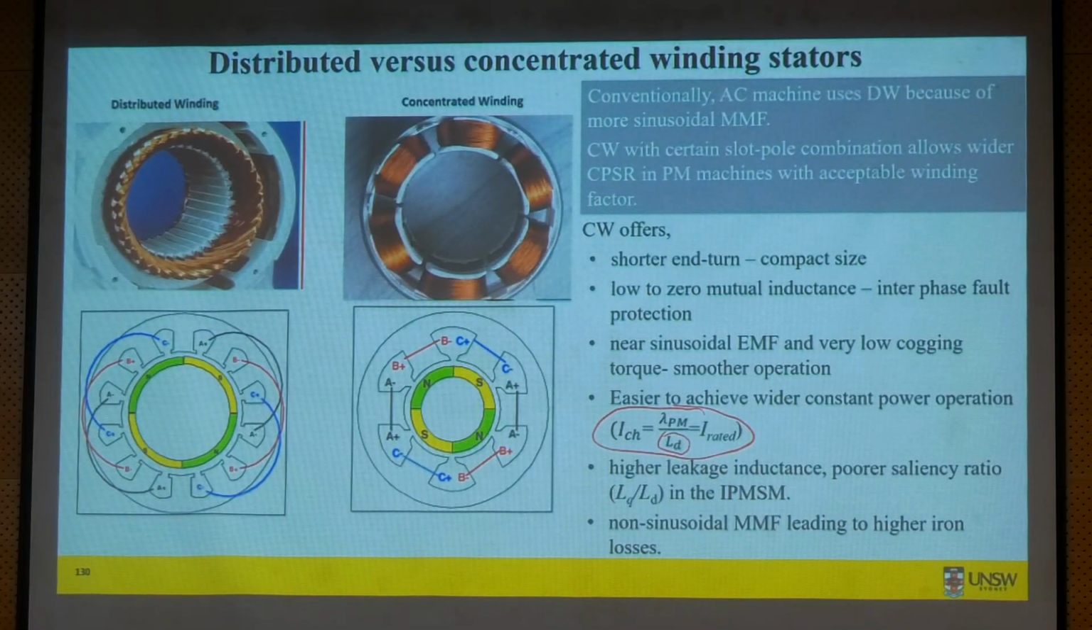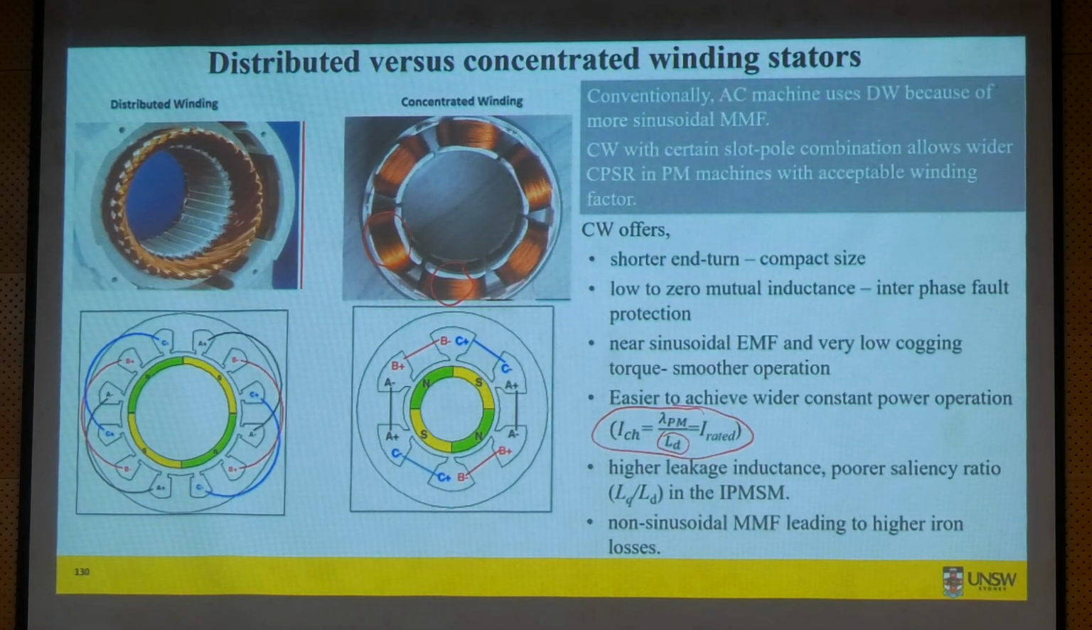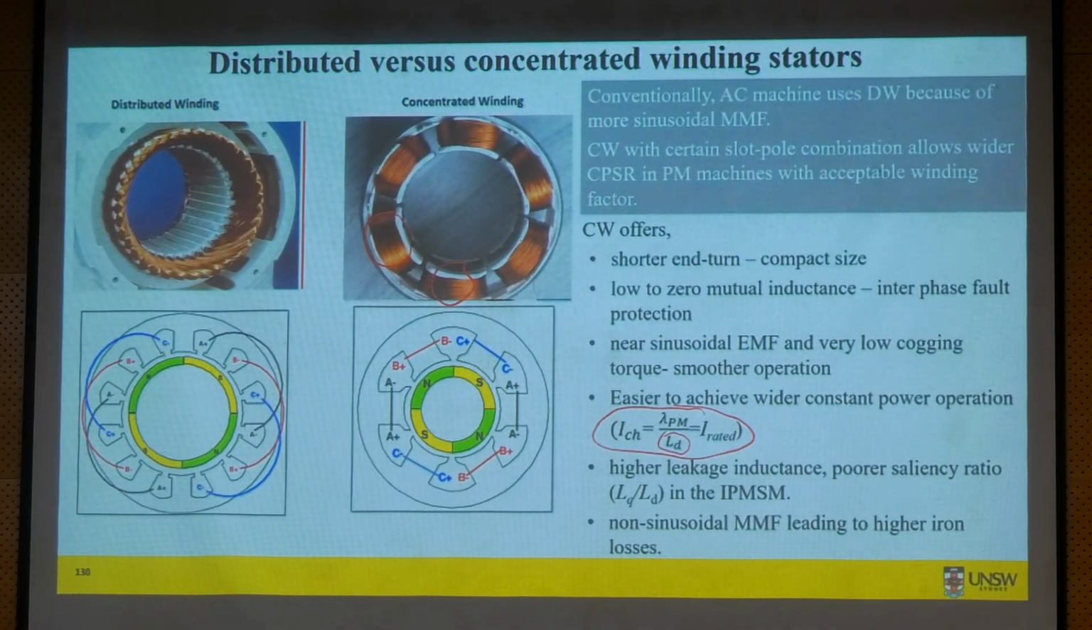But with concentrated winding, you do not get sinusoidal MMF. So you will have higher harmonics. Higher harmonics mean more eddy current loss, even in the magnets and the rotor. However, because these windings are isolated from each other, they offer very good fault tolerance. The mutual inductance is very, very low, so there is no mutual overlap between the phases, which offers good fault tolerance for the concentrated winding.